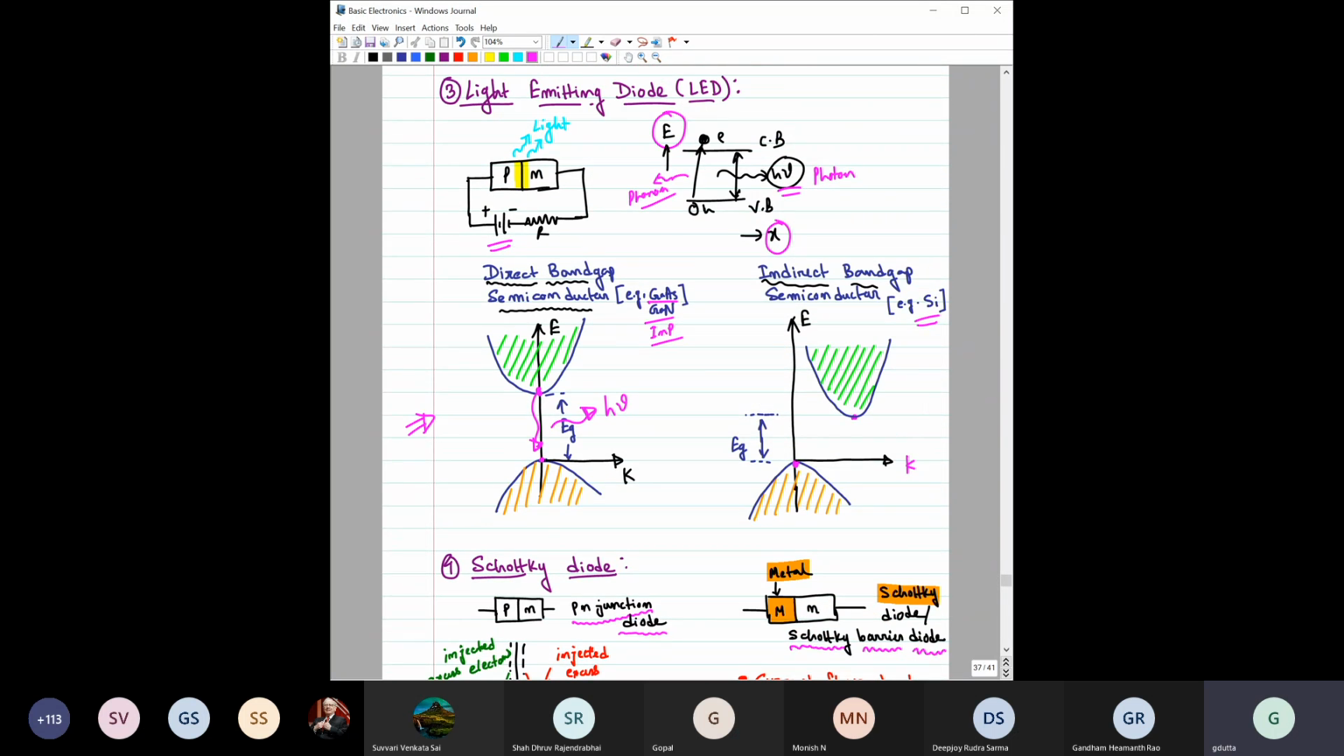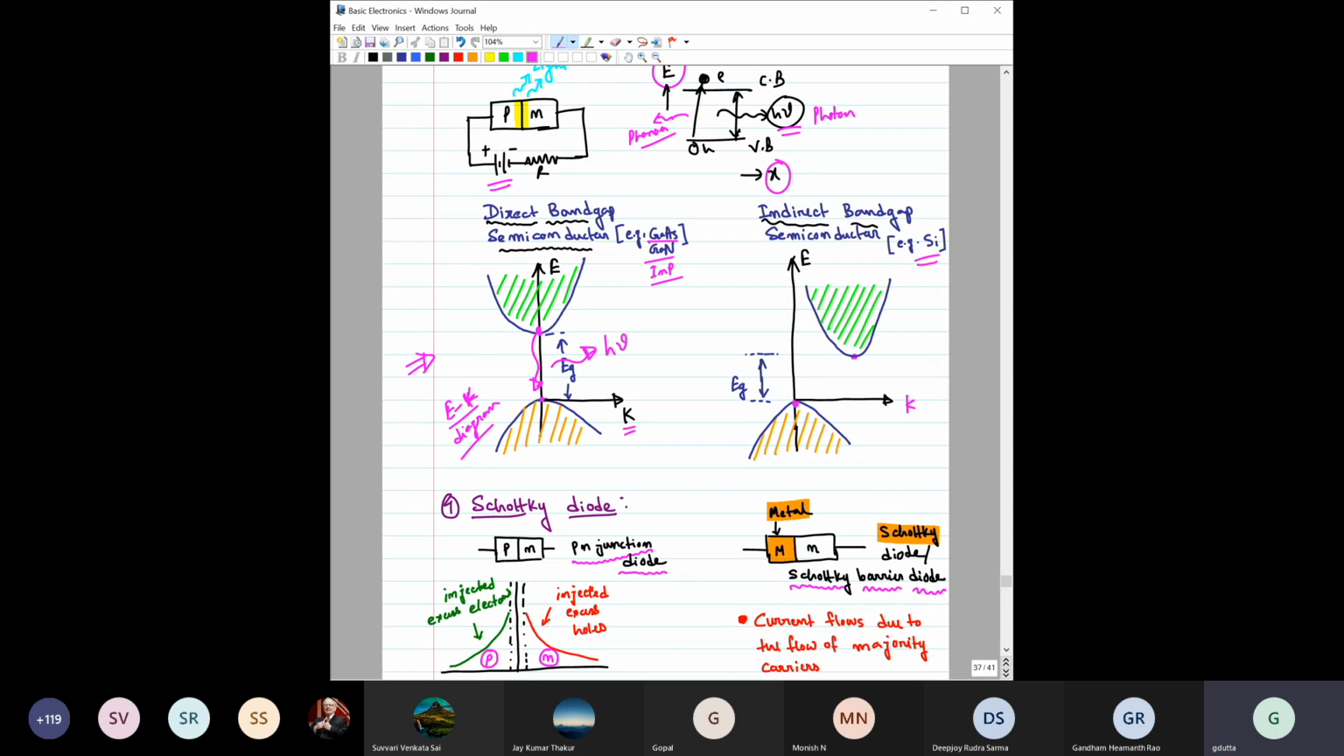What is k in the graph? k is the wave vector. For the moment, just take it as k. This is called the E-k diagram. It comes from somewhat more complicated solutions, and this is just to illustrate. This is just to show that for the direct band gap, this minimum point and this maximum point are at the same position, the same k value, whereas for the indirect one they are not at the same k value. As a result, these are direct band gap semiconductors, and these are indirect band gap semiconductors.